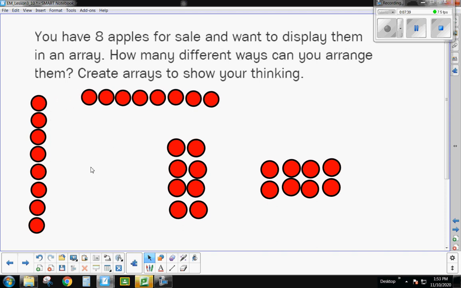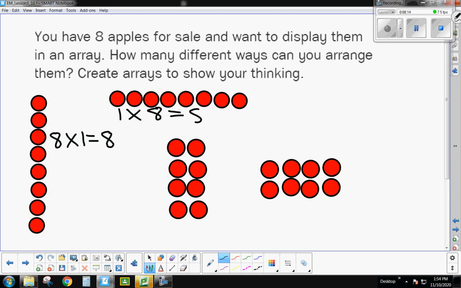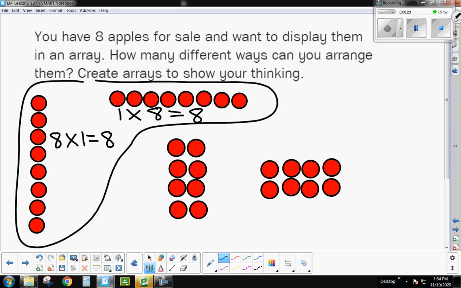So, let's talk about what that would be. Tell me what the number model would be for this array. In this array, I have actually 8 rows with 1 in each row. So 8 times 1 equals 8. Okay, but then I have this display right here that looks a lot like this one, doesn't it? Except it's just turned around. What would be my number model for this array? Here I have 1 long row with 8 in that row, and that equals 8.